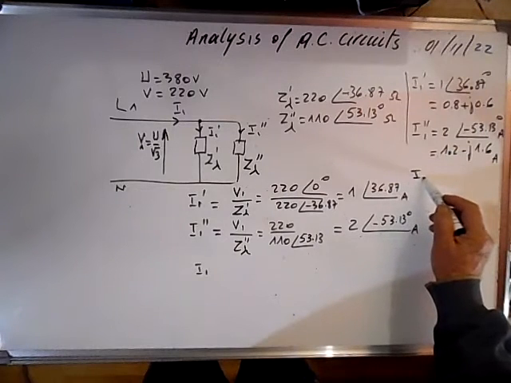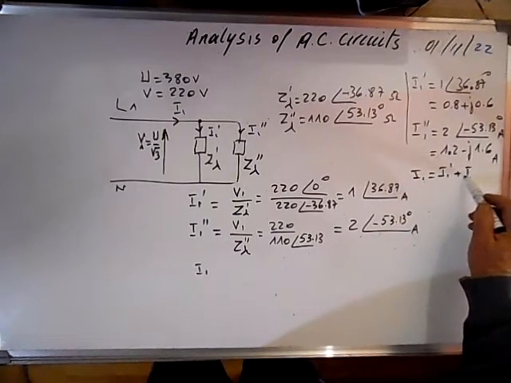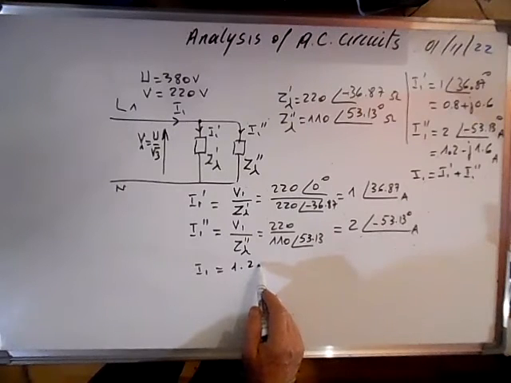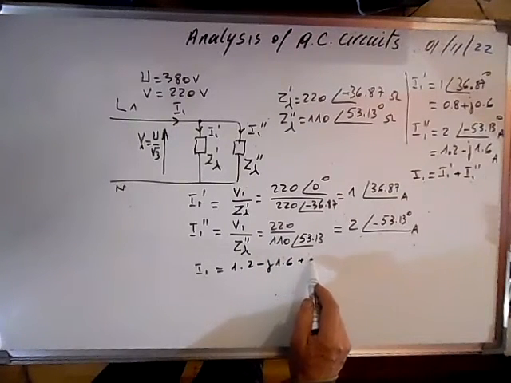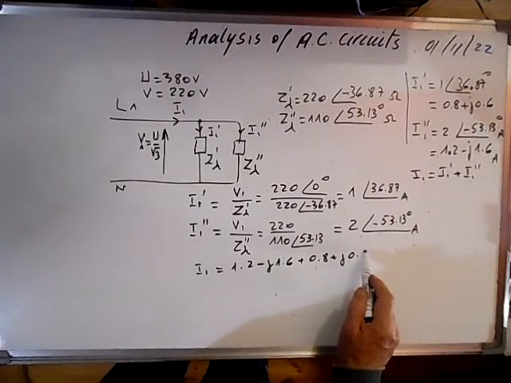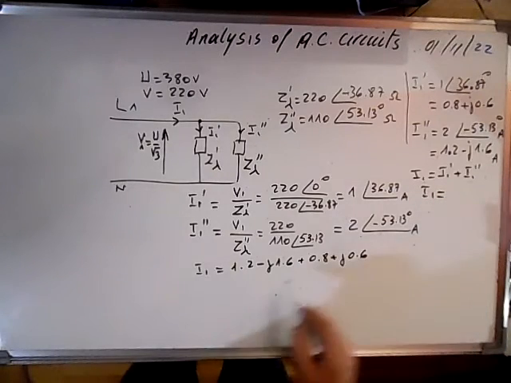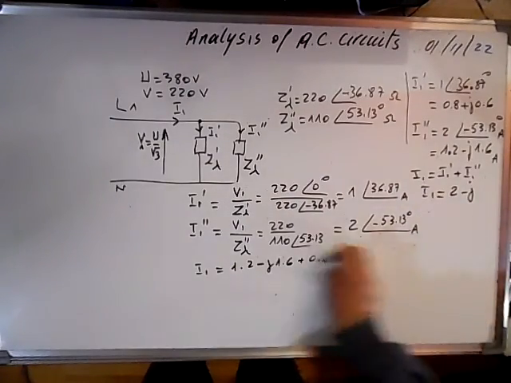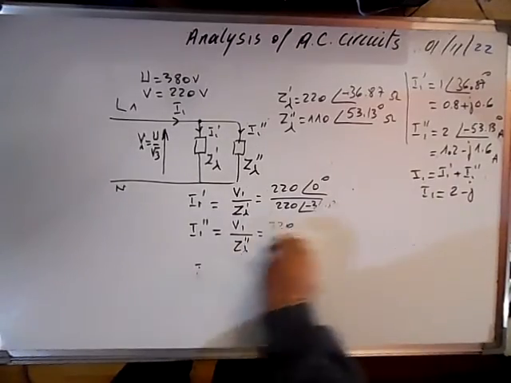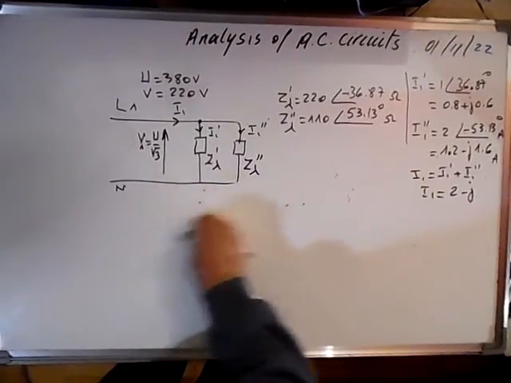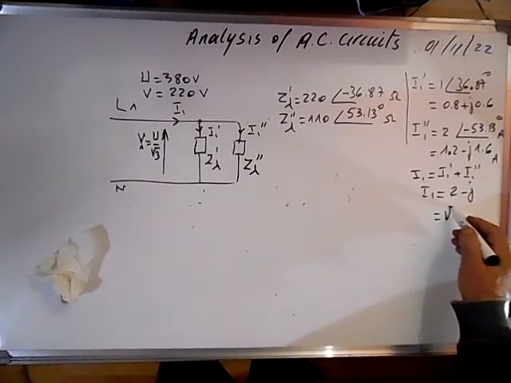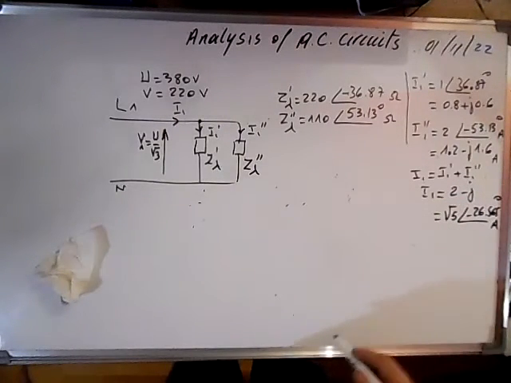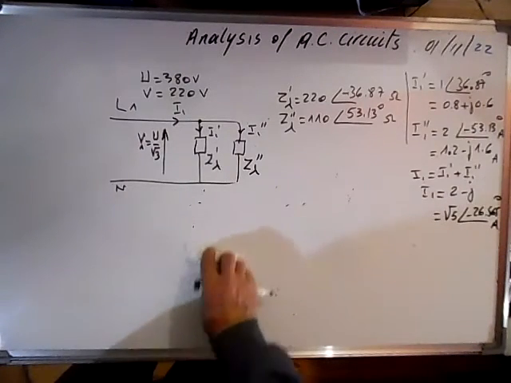Main current I1 is equal to I1 prime plus I1 second, and this is 1.2 minus j1.6 plus 0.8 plus j0.6, and this will give us a current of 2 minus j, and in polar form will give us the square root of 5 minus 26.56 amps. Okay, now we can calculate the power.